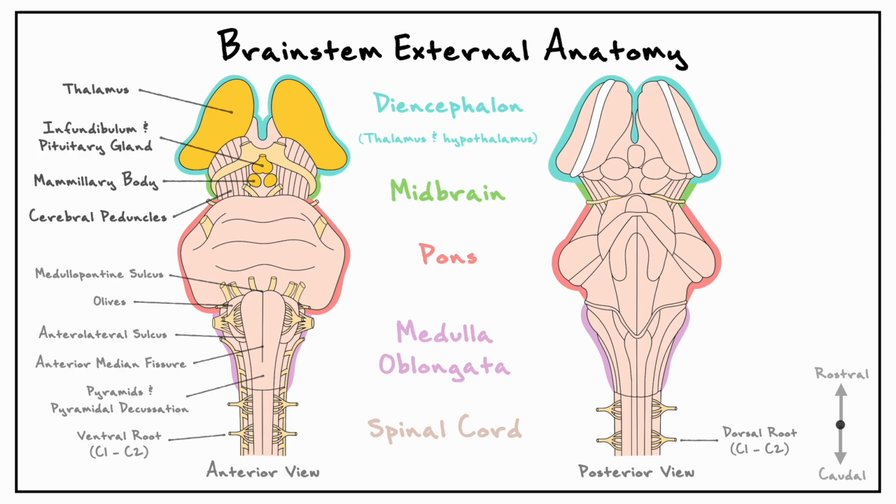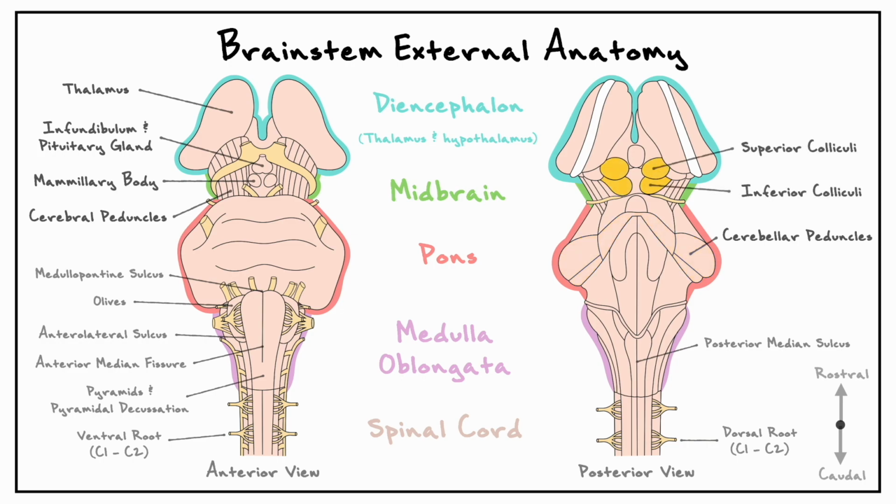Now, when it comes to the posterior view, in the medulla it is important to point out the posterior median sulcus that medially separates the two sides. More rostrally in the pons, an important structure is the cerebellar peduncles that connect the brainstem, brain, and spinal cord with the cerebellum. More rostrally in the midbrain, two of the most characteristic structures of the posterior view are the inferior and superior colliculi, which respectively help with the processing of auditory and visual information.